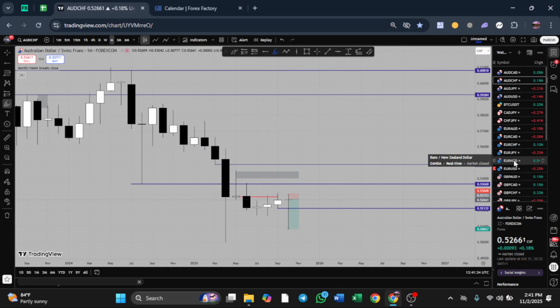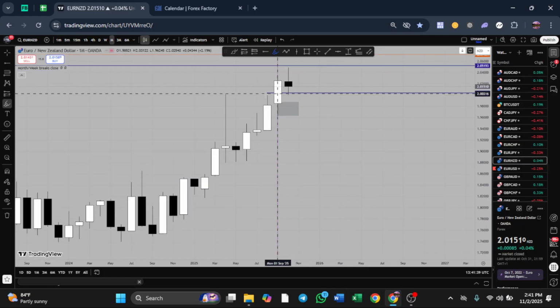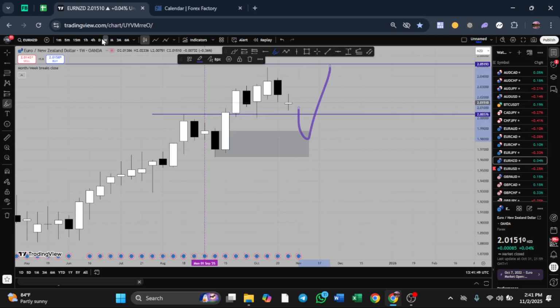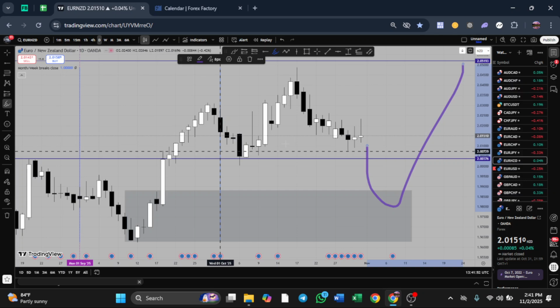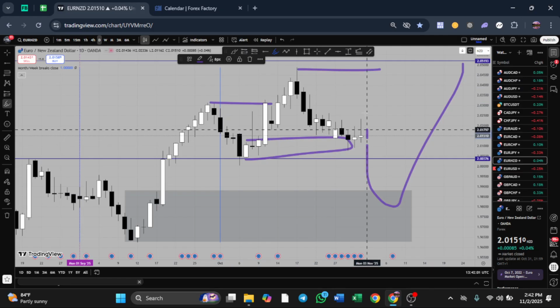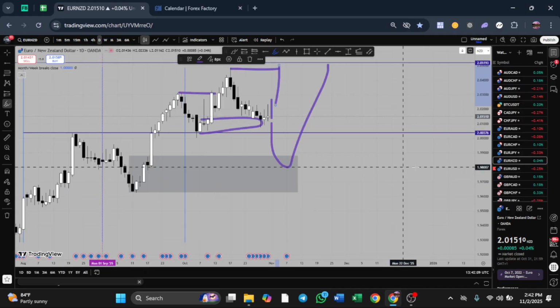Going for the next, the Euro NZD. It has mitigated this point. I expect continuation to the upside. Going down, this is the only imbalance I'm seeing. So on the daily, price is reacting from here, which is exactly in line with this range here. So if I could see a little push bullish candle, then we can take that to the upside before we start looking for short. Where it will break this point is where we're looking for our longs.